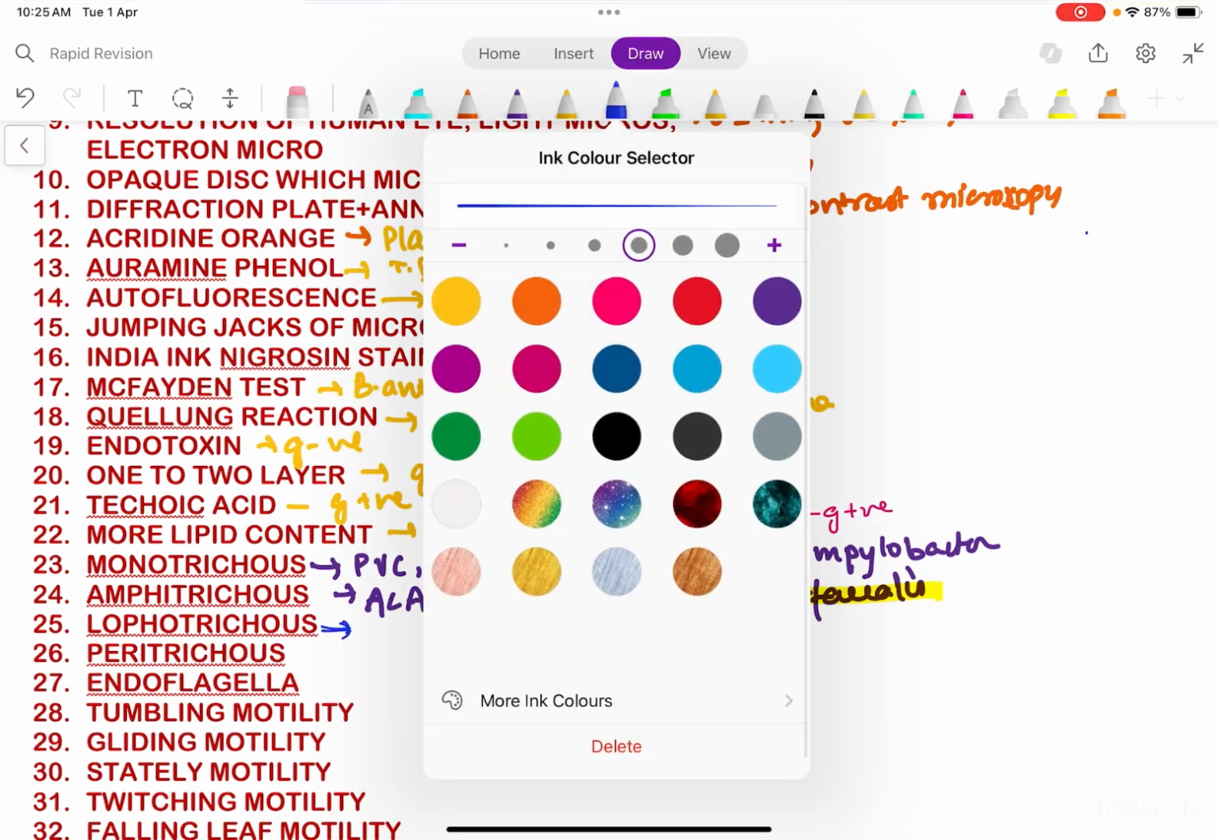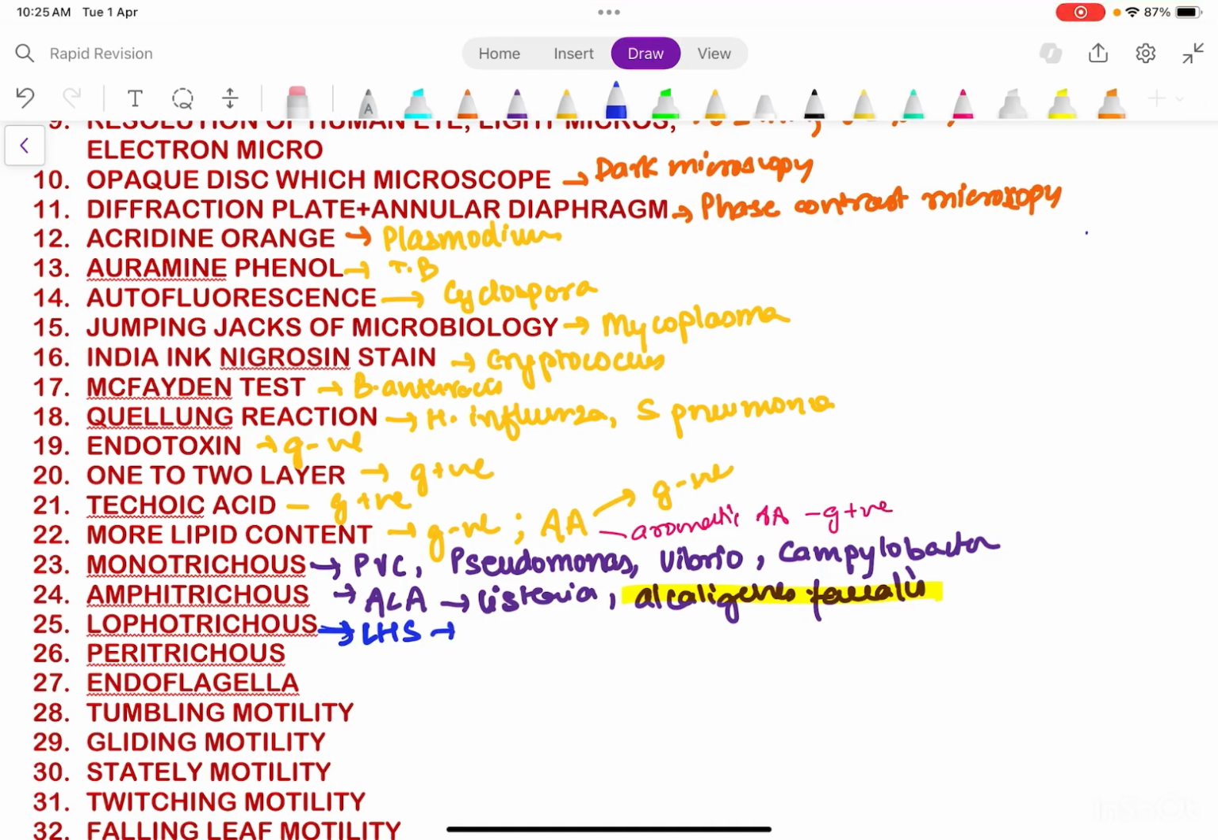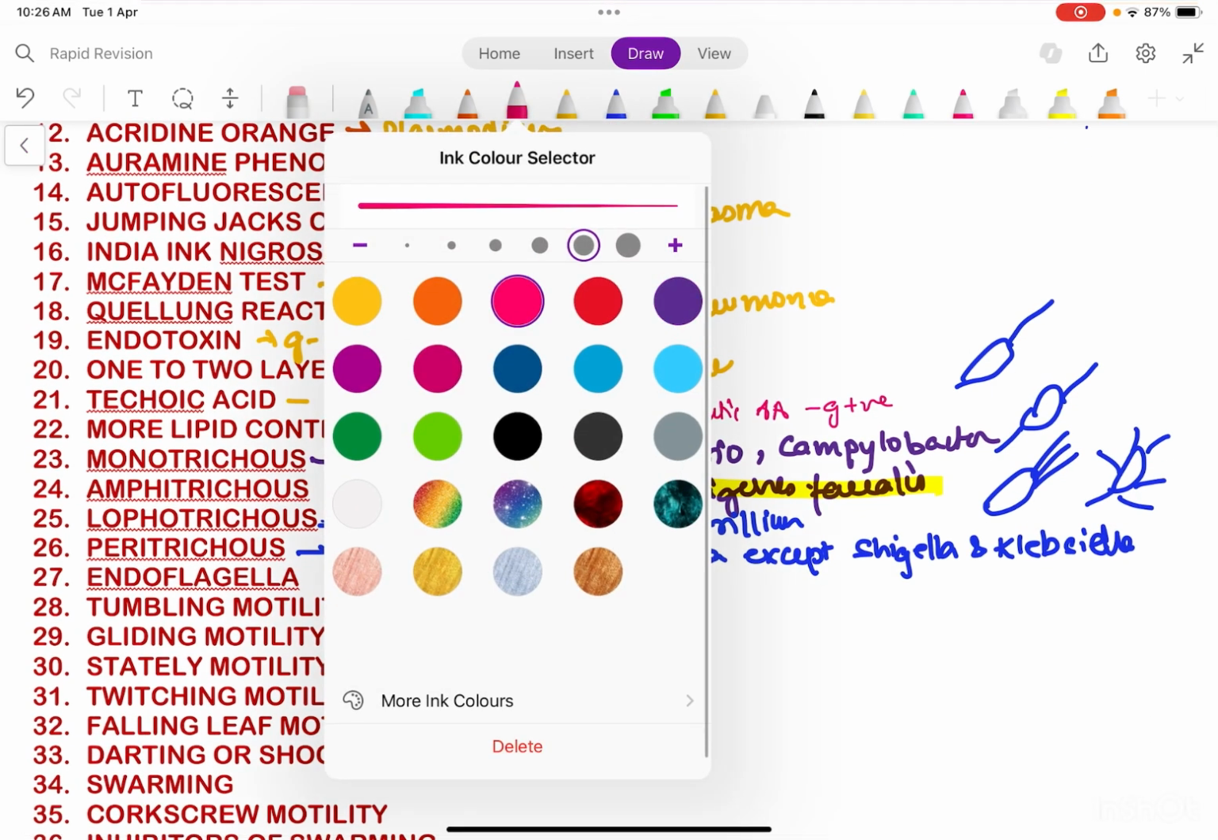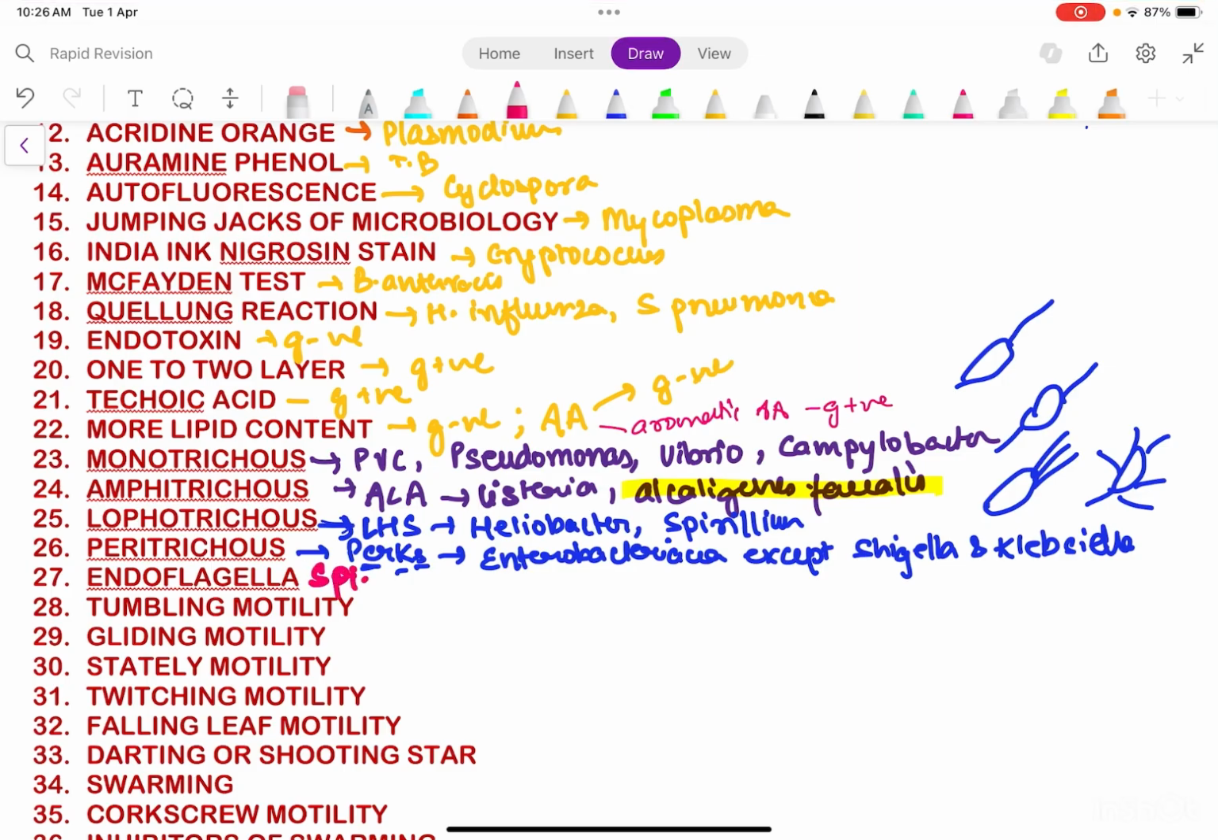Then coming to lophotrichous, with LOFO we have to remember LHS: Helicobacter and Spirillum. So monotrichous is something like this, amphitrichous is two, lophotrichous is this, then peritrichous is all around. For peritrichous, remember P for peritrichous, E for Enterobacteriaceae, except Shigella, and Klebsiella. Then endoflagella, just one example you have to know: spirochetes.